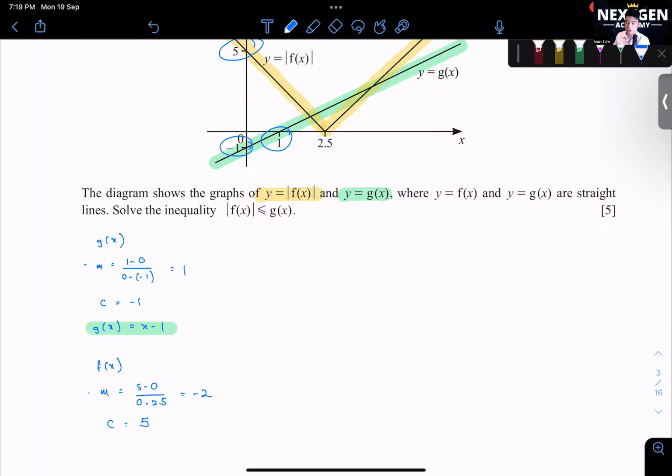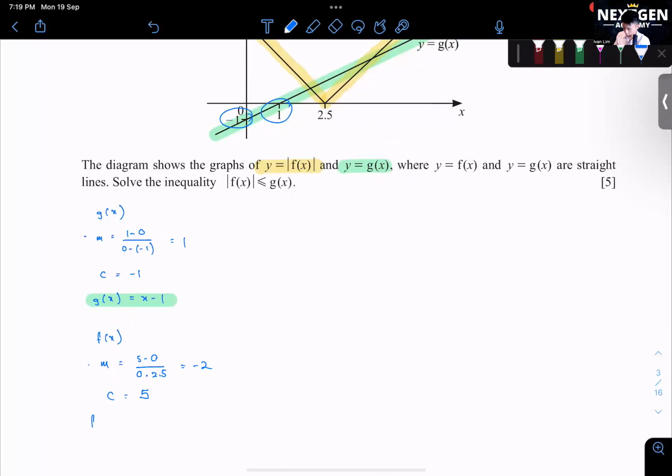We are just constructing straight line equations. This is from your mathematics knowledge. Therefore, f(x) is equal to -2x plus 5. For those who go the other way, you will get y equals 2x minus 5. Correct? Also correct. So both ways also work.